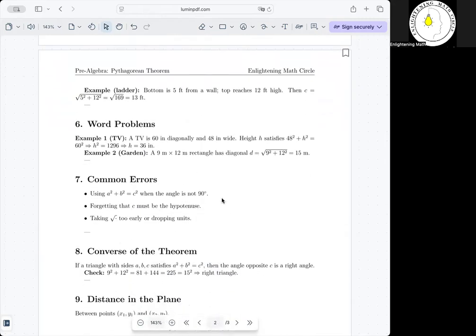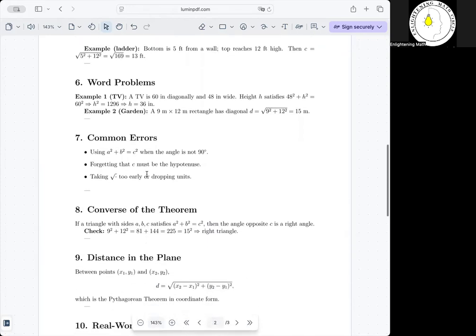Here we have a word problem example. A TV is 60 inches diagonally and 48 inches wide. Height h satisfies 48 squared plus h squared is equal to 60 squared. h squared is therefore equal to 1,296. Therefore, the height is 36 inches. Another example of this would be in a garden, where we know the garden is a 9 by 12 rectangle with a diagonal across it. To find that diagonal, we do square root 9 squared plus 12 squared, which is just 15 meters in this scenario.